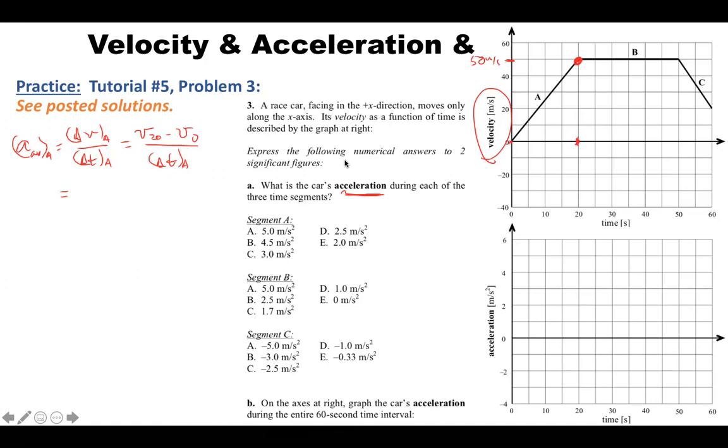So looking at the graph, I can read off what is the velocity at time t equals 20 seconds, right? And what was the velocity at time t equals 0? Well, that looks like 50 meters per second minus 0 meters per second divided by 20 seconds. So that's positive 2.5 meters per second, okay? In the numerator, I have meters per second, and in the denominator, I have seconds. So when I divide, I get meters per second squared.